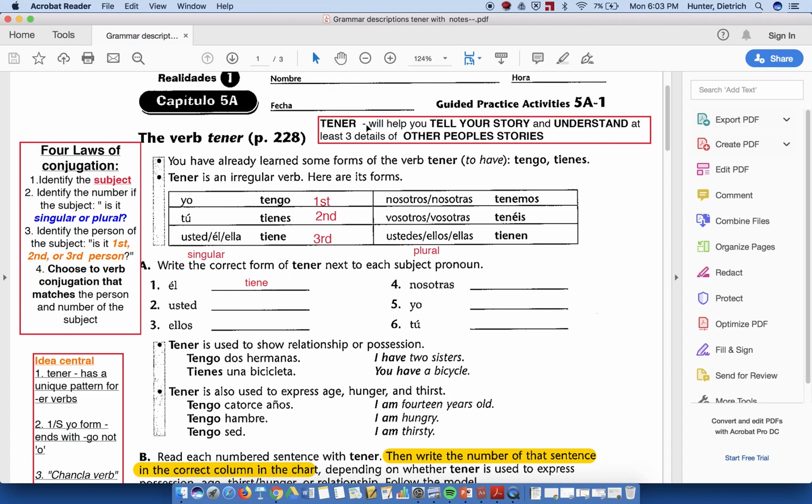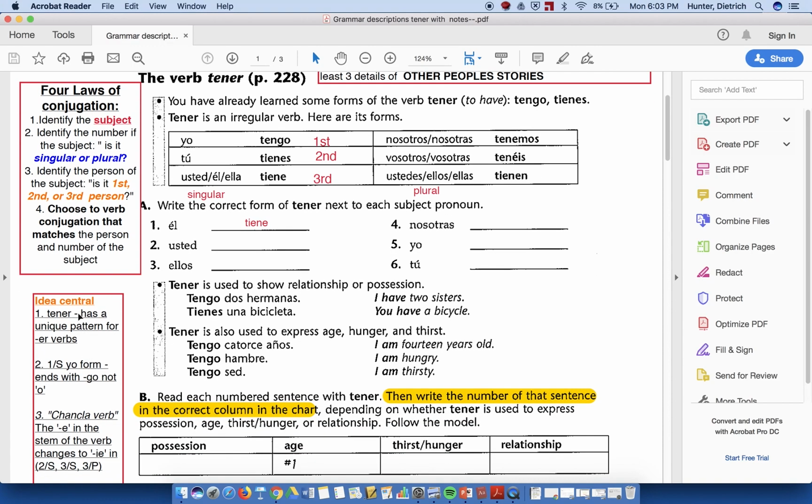Para este video, necesitarás una pluma, un boli o un lápiz. También este paquete que está mostrado para los apuntes y la práctica. Primero, tener will help you tell your story and understand at least 3 details of other stories. This page breaks down a few of the ways that you can use the verb tener. Right? I would read through first a couple central ideas here.